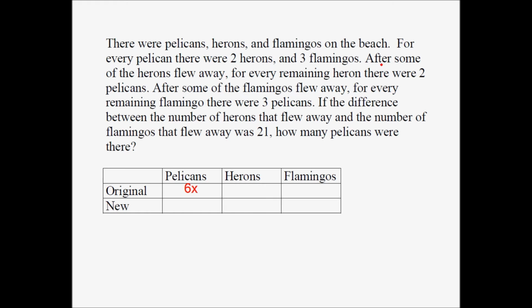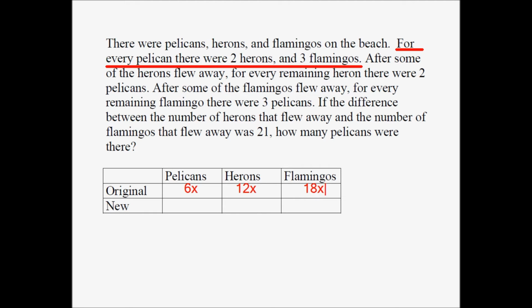Now, if you go back to this statement, originally for every pelican there were 2 herons and 3 flamingos. So the number of herons has to be 2 times 6x. That's going to be 12x originally. And the original number of flamingos has to be 3 times 6x, or 18x.